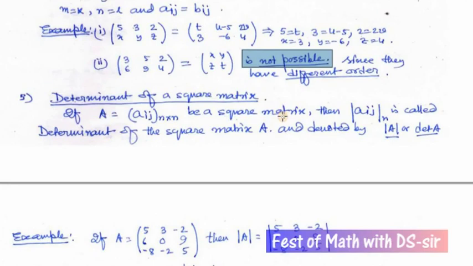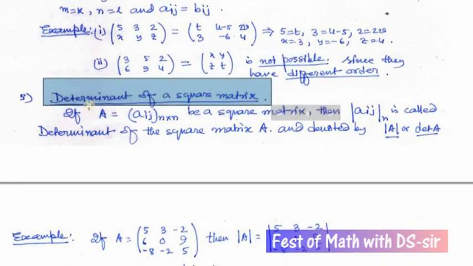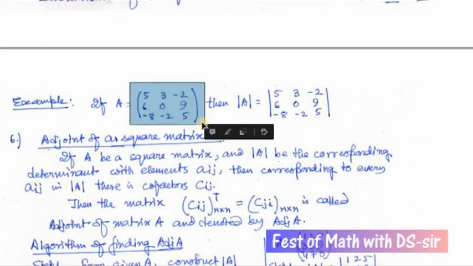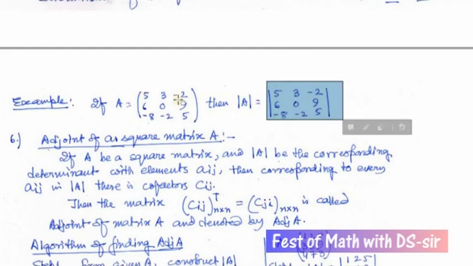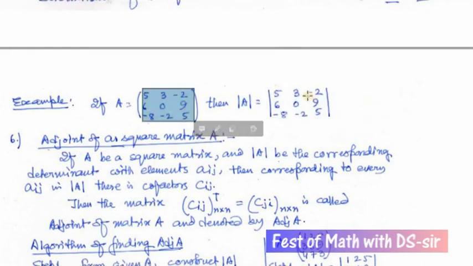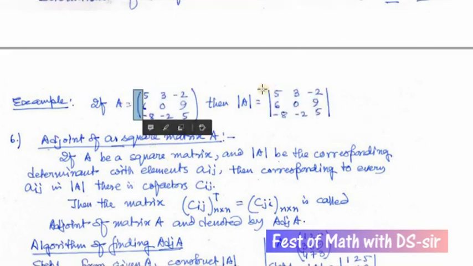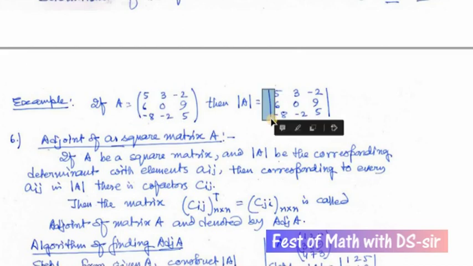Determinant of a square matrix that we already discussed. If Aij n by n is a square matrix, then the determinant |Aij| n is called the determinant of the square matrix A and denoted by det A. We will read it as det A. For example, A is a square matrix, so det A is equal to this. Now see, the elements are identical. They have identical elements. Only the symbols change. This is a bracket and this is a straight line segment.